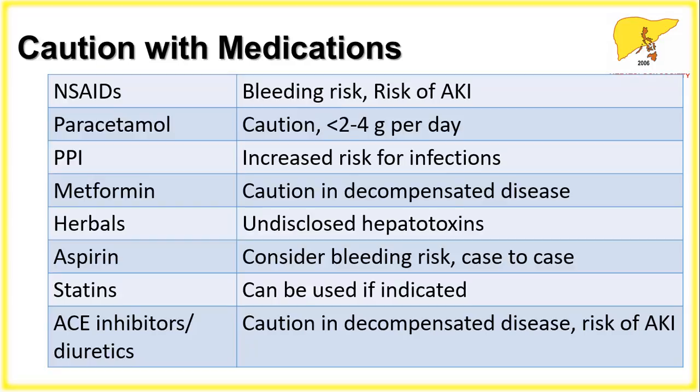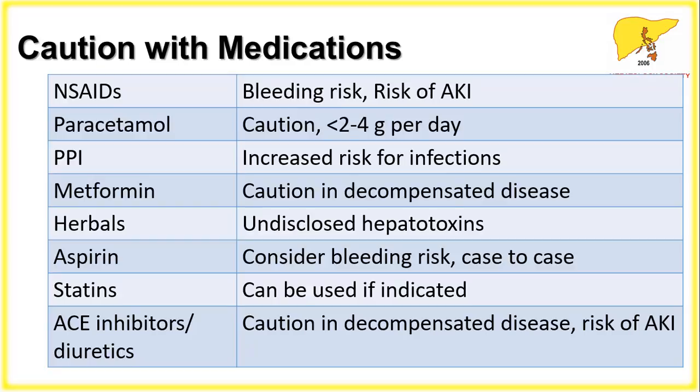NSAIDs are avoided due to the bleeding risk and the risk of kidney injury in patients who are already predisposed to kidney dysfunction. Paracetamol should also be used with caution, and if warranted, should be given only at doses below 2 to 4 grams per day. The indiscriminate prescription of proton pump inhibitors may need review due to some studies that indicate that PPI use may be correlated with increased risk of gut translocation and subsequent increase in spontaneous bacterial peritonitis and hepatic encephalopathy in cirrhotics.